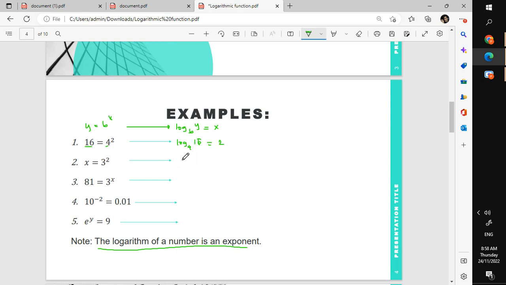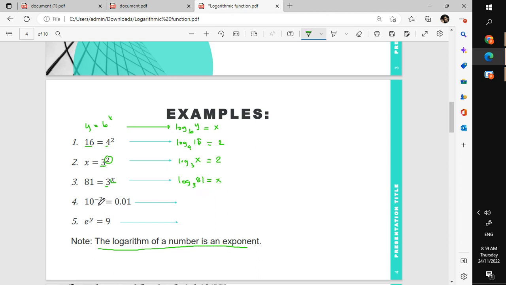Next, x is equal to 3 squared. So you write down the log of our number, which is x. So log of x, our base remains the same, to the base 3, which is equal to our exponent, that is 2. Now, moving on to the next number, 81 is equal to 3 raised to x. We will convert this into its logarithmic form. So you write down the log of our number, which is 81 to the base 3. This will become a subscript of our log. And then you equate that to our exponent, which is x.